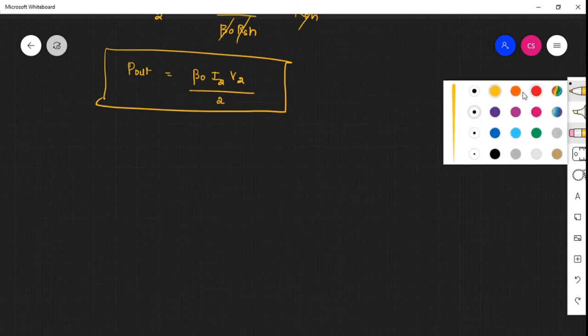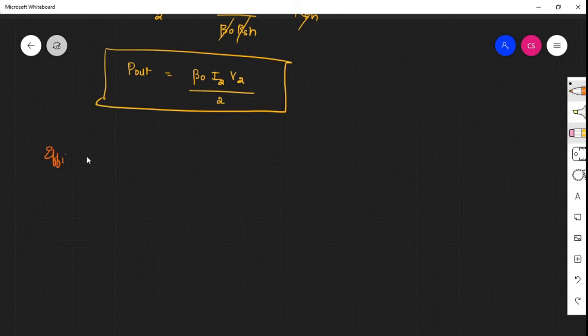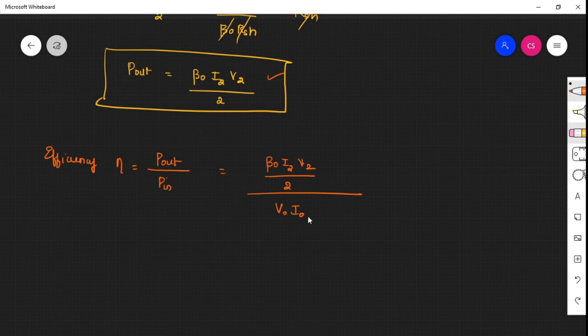Next we need to find the efficiency. So efficiency, we know, is the ratio of the output power to input power. So efficiency eta is equal to P out divided by P in. What is power output? It is this equation, so it is beta naught I2 V2 divided by 2. Input power is V into I, so it's input voltage into input current. So therefore efficiency is given by beta naught I2 V2 divided by 2 V naught into I naught. This is the formula for efficiency of your two cavity Klystron.